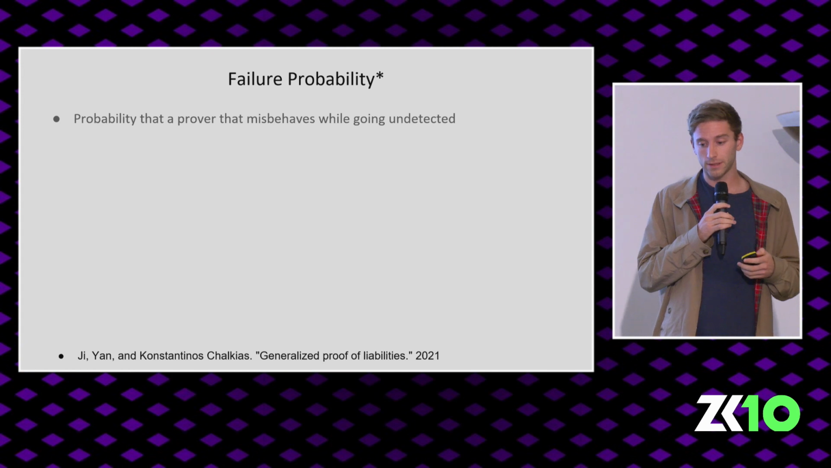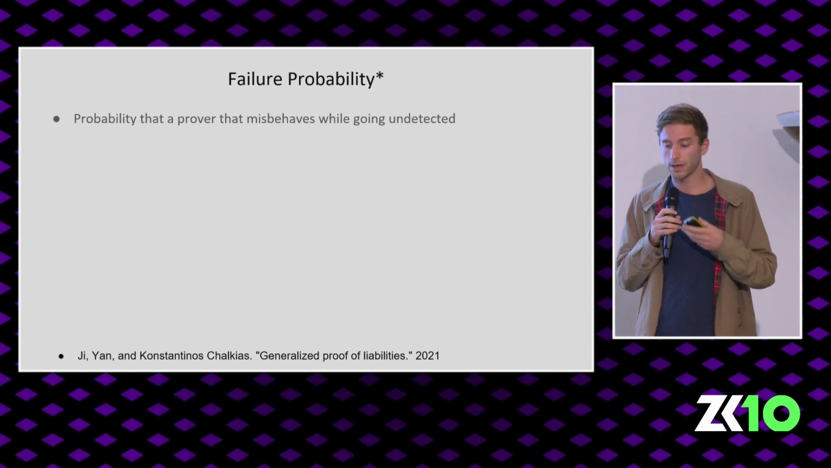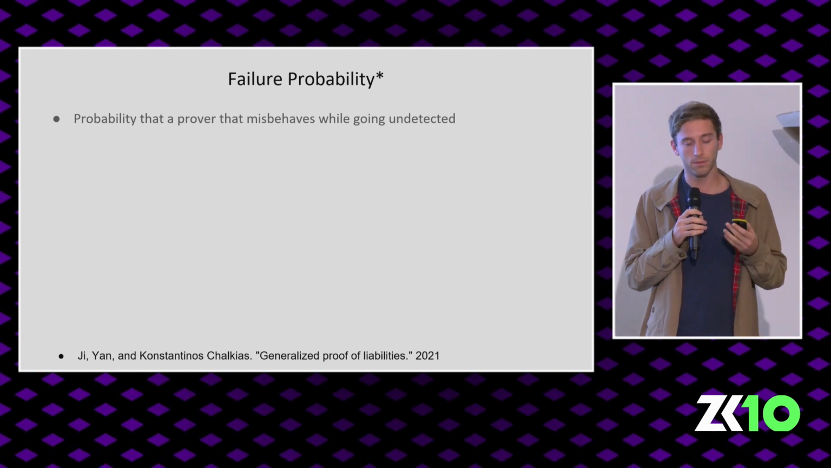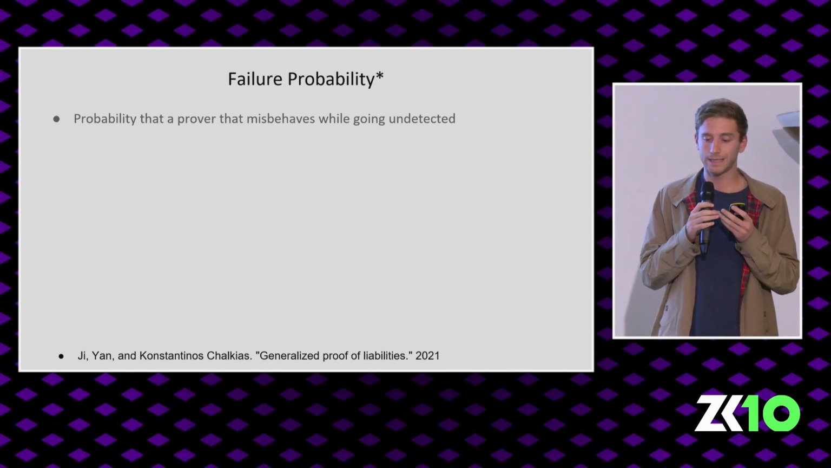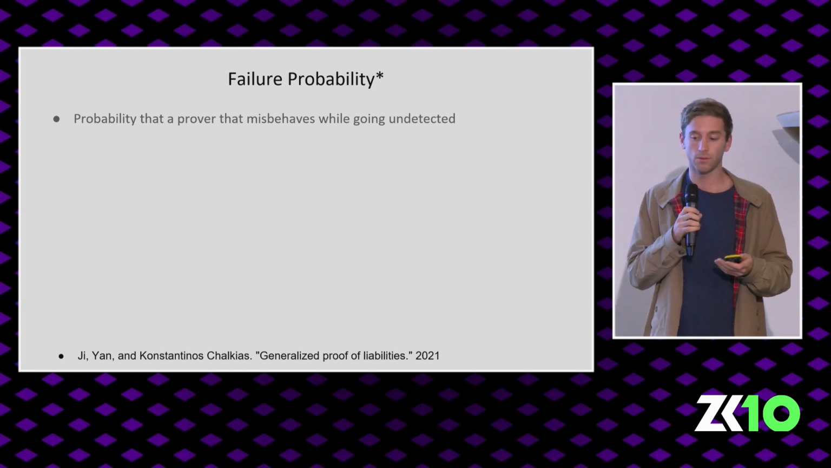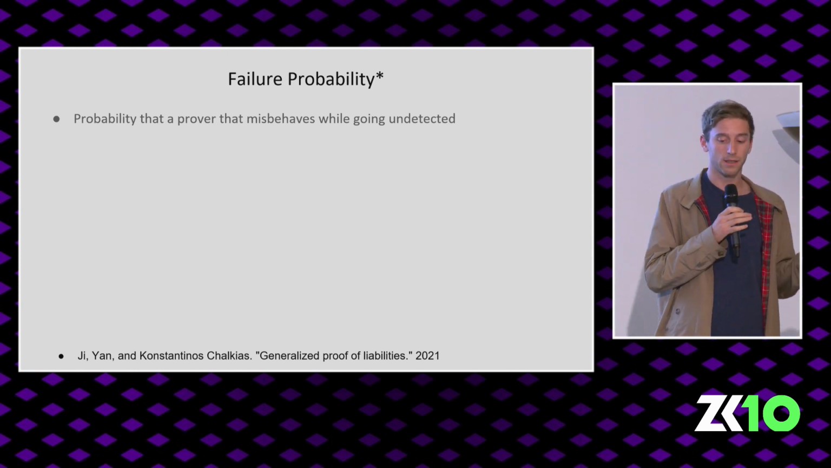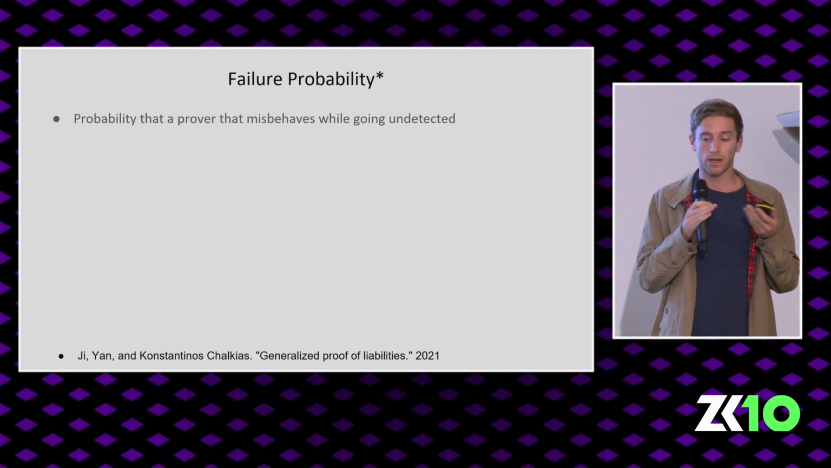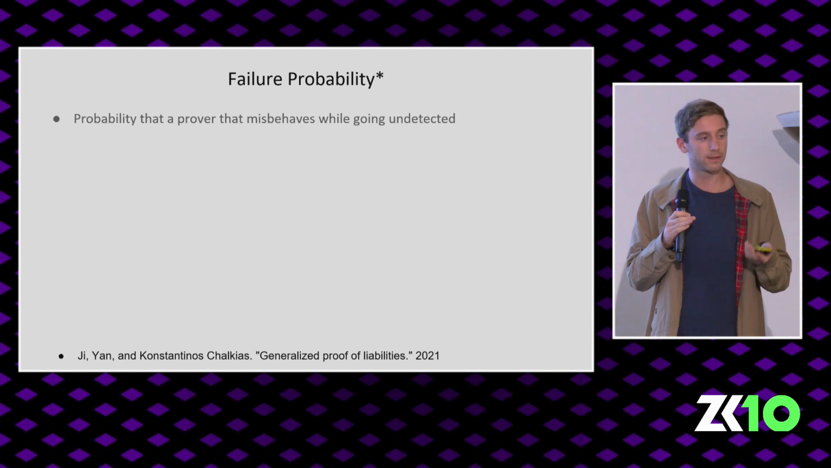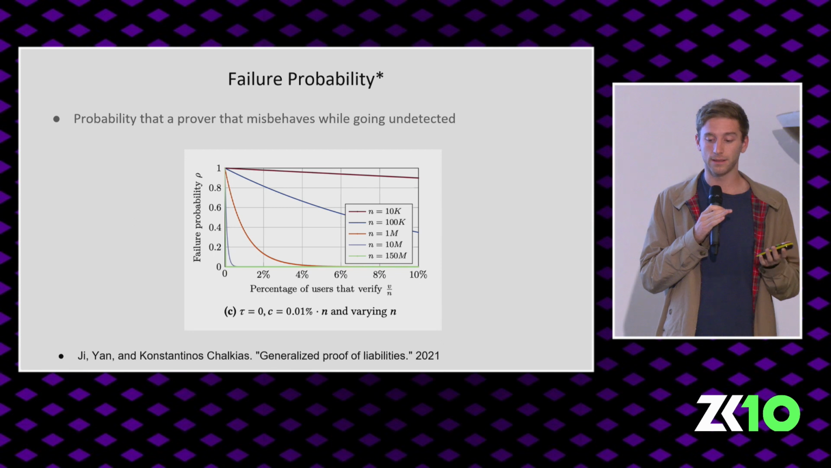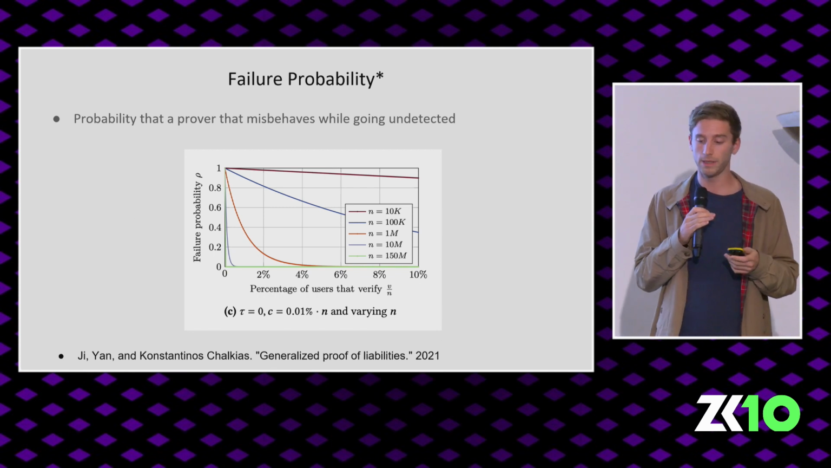There's a very interesting concept that was described by Costas in this paper, that is the failure probability. This is basically theorizing the probability that a prover misbehaves while going undetected. In this case, the prover is an exchange, and the misbehavior is understating or removing the balance of some user. This graph is the distribution of this failure probability.